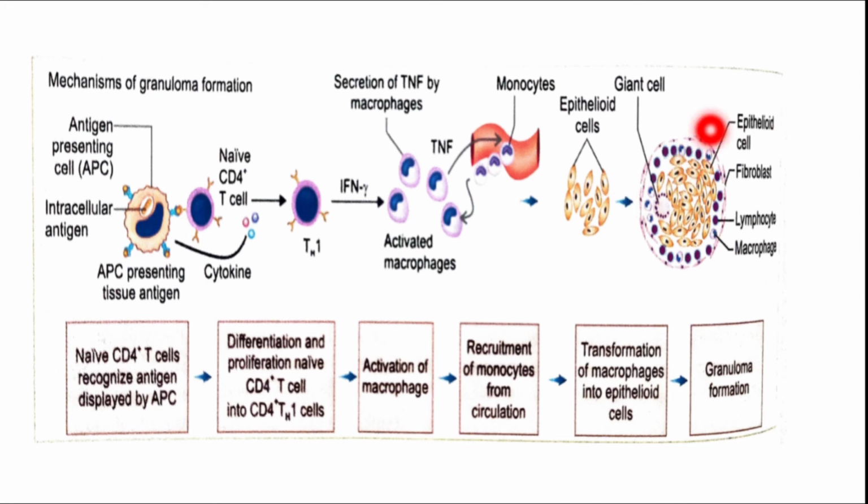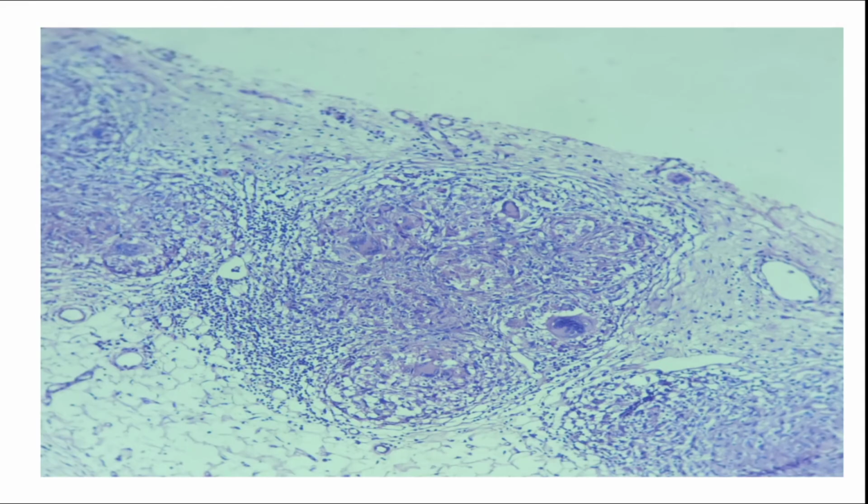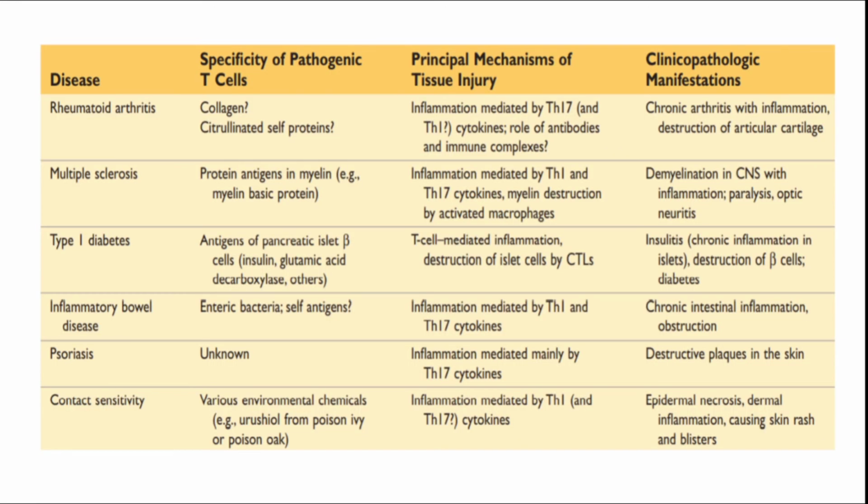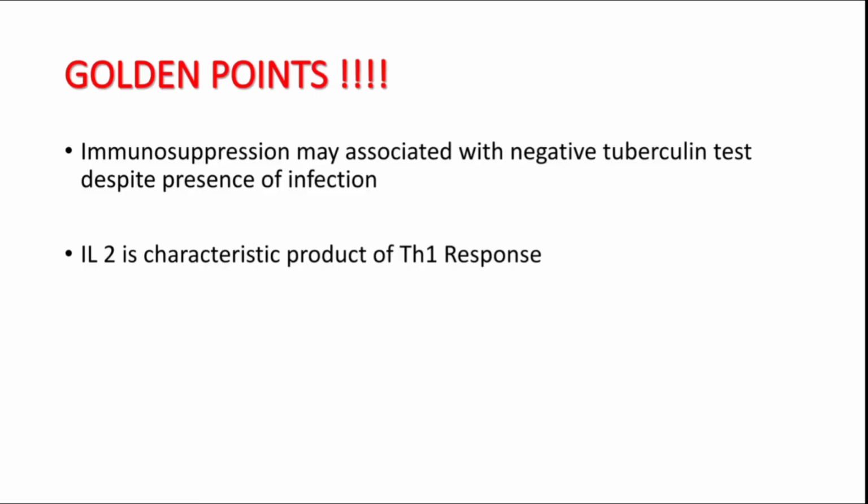You have to write down this example first. So this is the chronic granulomatous inflammation. All right, it could be mediated by CD4. The type 4 hypersensitivity could be mediated by CD4 or CD8 T lymphocyte. Let's see some of the golden points, right?